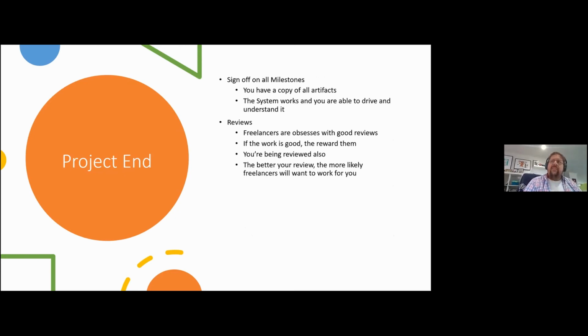When the project ends, right, shake hands, money gets transferred. We say we love you, thank you for your work, all that kind of stuff. Freelancers really obsess over good reviews, right? It's a big thing. So reward them. If they've done well, reward them with a good review, right? And for them, a quality review will also bring in more work.